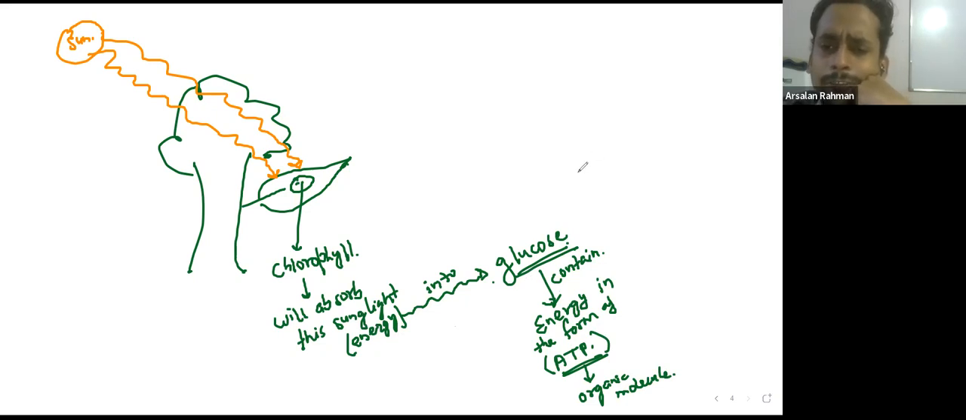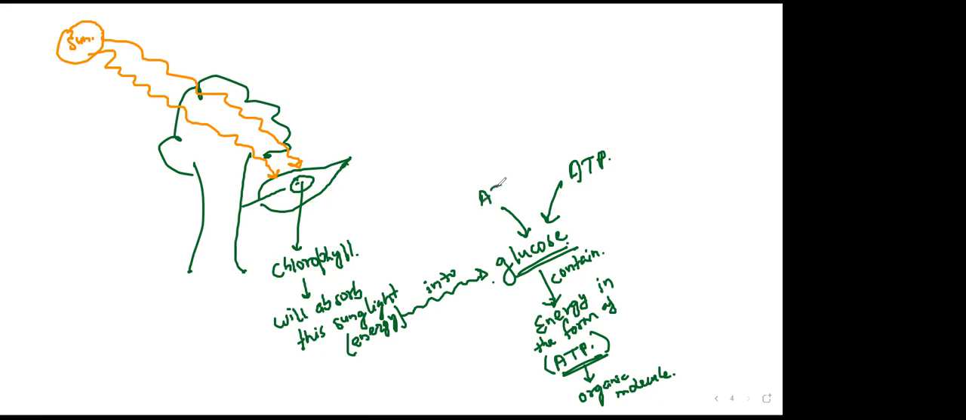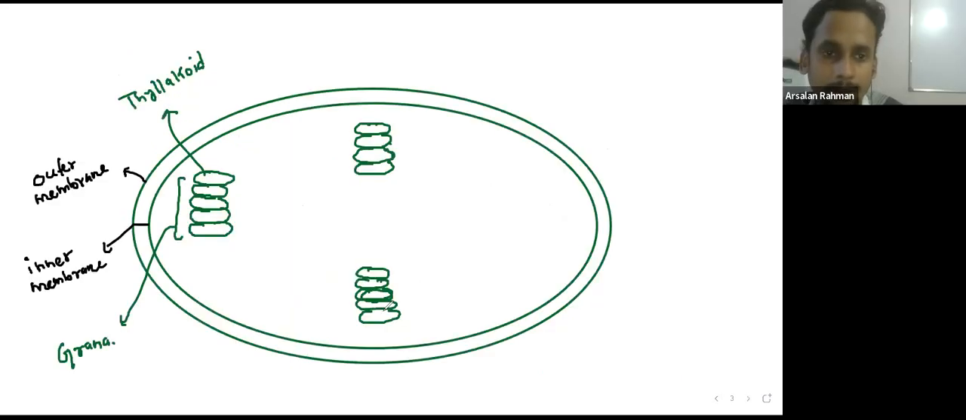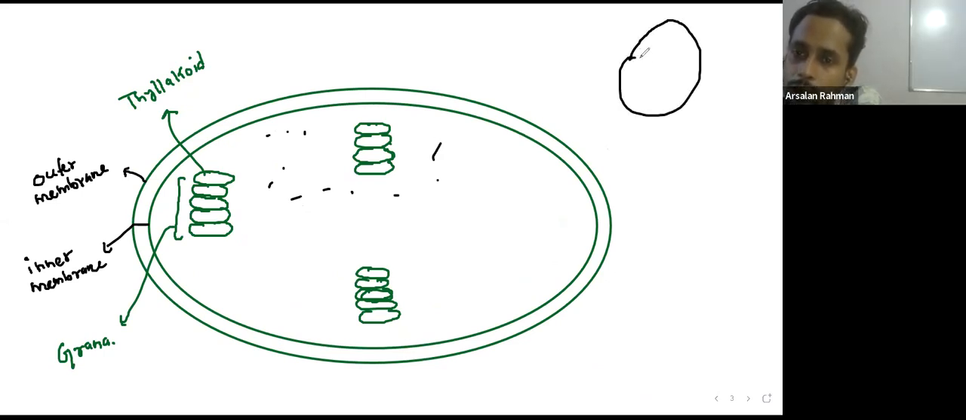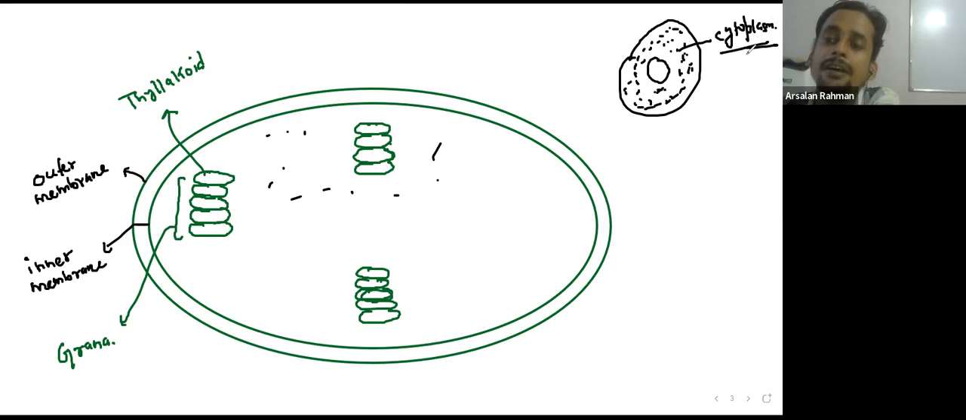So you can see that we must add ATP in glucose to make a glucose molecule a rich energy source. Yes or no? Okay, let me show you. You can see the stroma. Can you see the blank space? Inside the cell, there is a nucleus. And between the nucleus and the cell, there is a fluid which is called cytoplasm. There is a fluid known as cytoplasm present inside the cell.